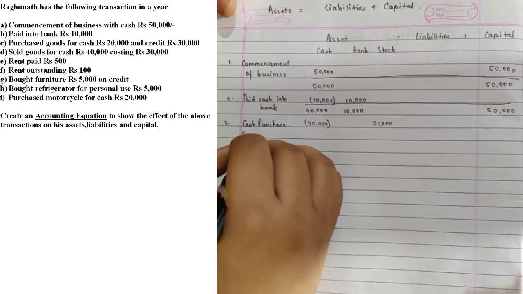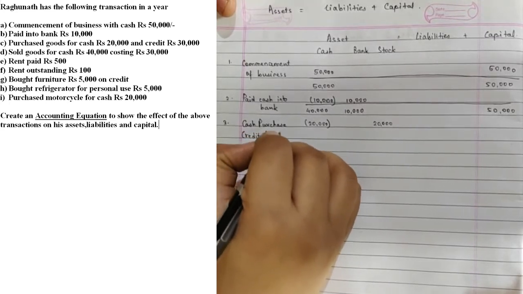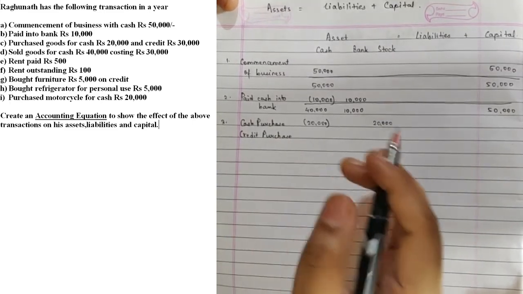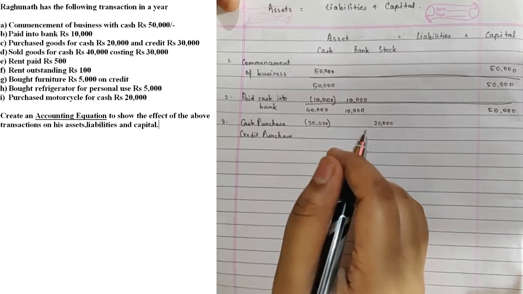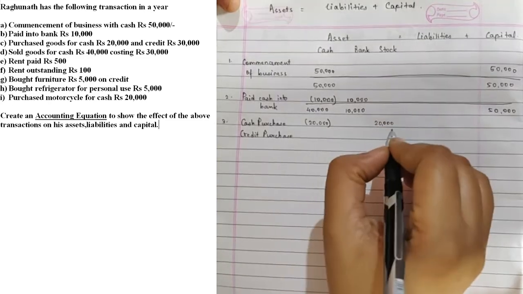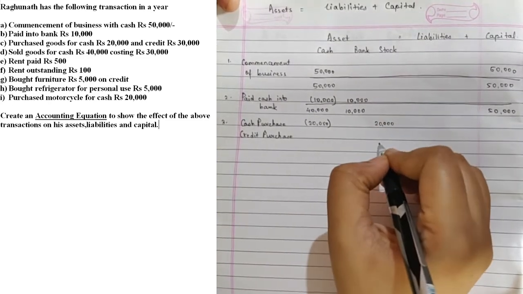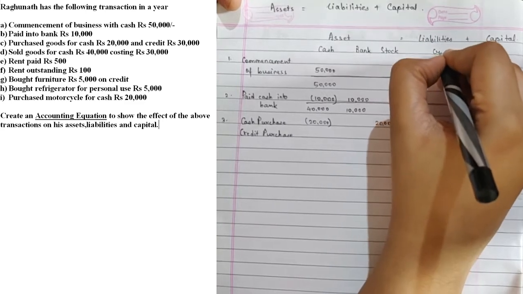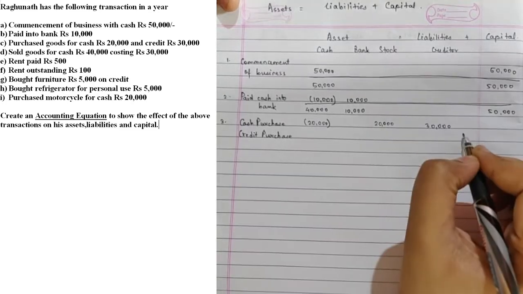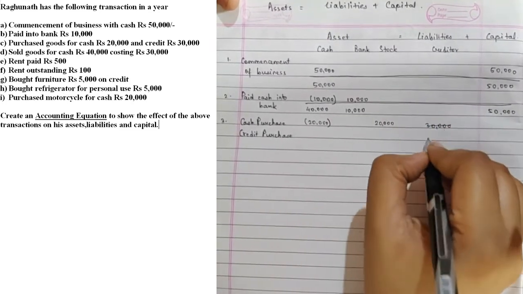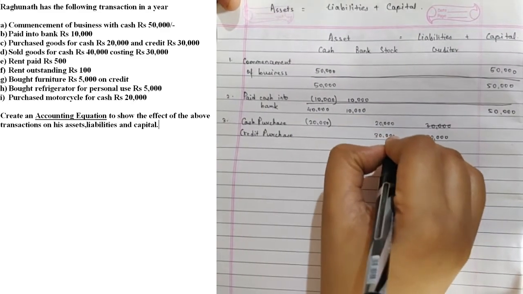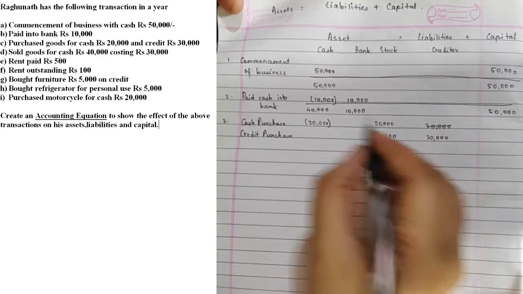Now I have purchased on credit. Now what is credit? Credit means udhar. That is, I have got the stock immediately but I will pay for it in the future. Therefore, I will owe 30,000 rupees to the supplier. That will be my liability. So my liability has increased by 30,000 and my stock has also increased by 30,000.